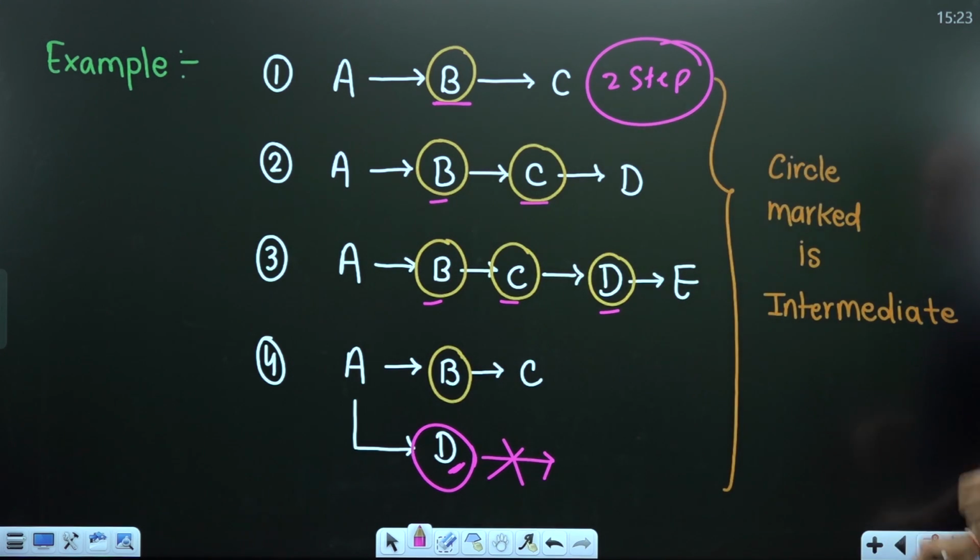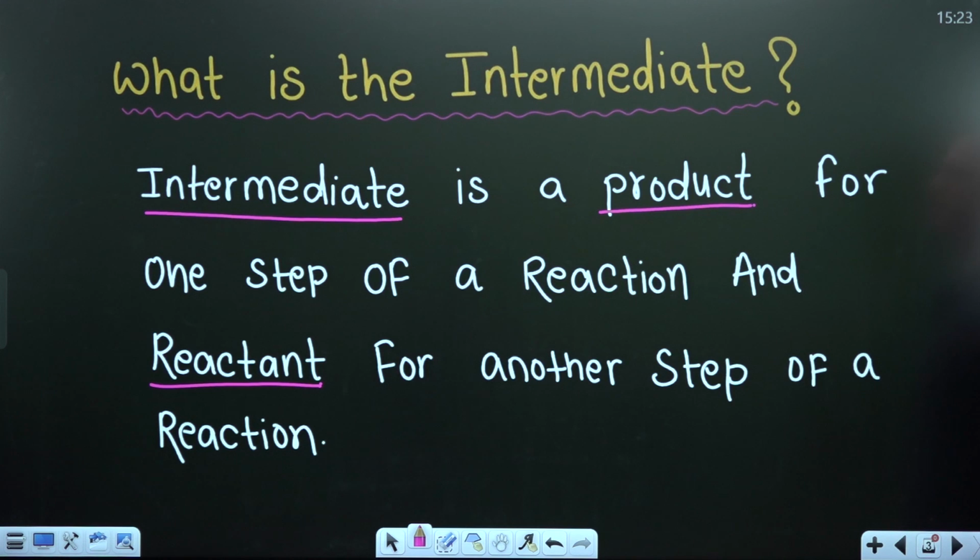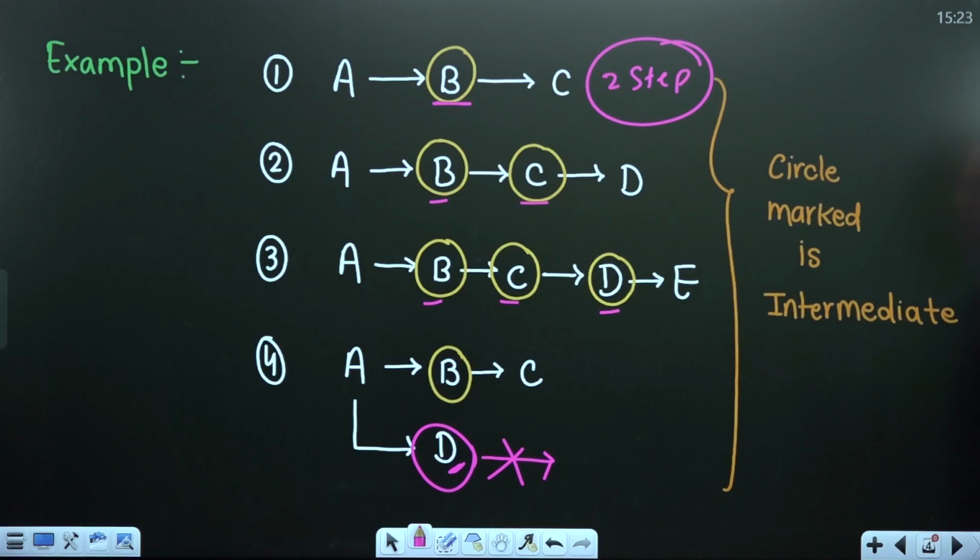Now what you have to do? You have to write this definition. Intermediate is a product for one step of a reaction and reactant for another step of a reaction. Pause the video and write the definition. Now write these examples.